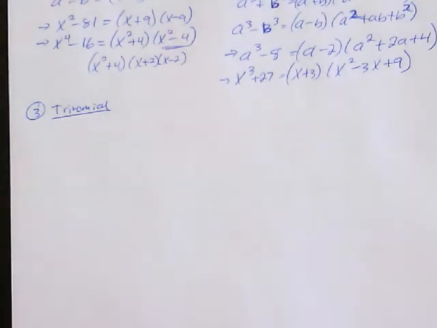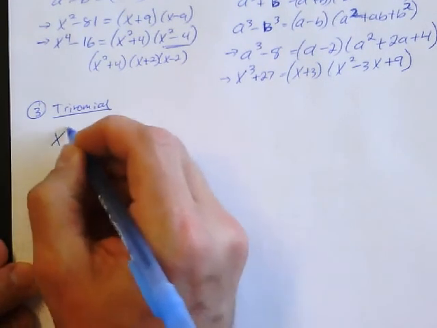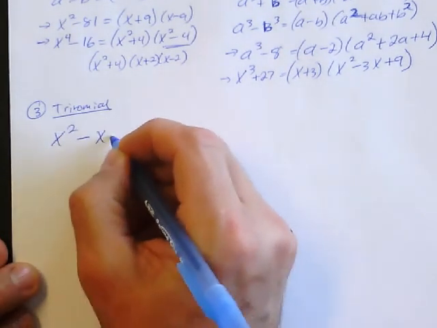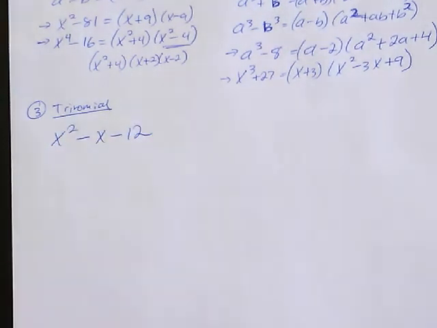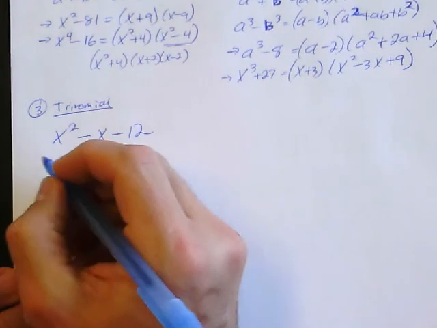Our last two methods, trinomial. For the trinomial, I basically use guess and check. I know that there are all these other ways of going about doing it, and I just find guess and check is really the most straightforward way to go about it. People get hurt less often doing it with guess and check.